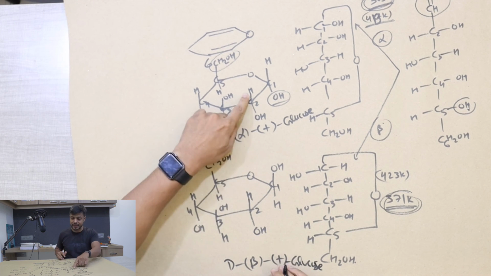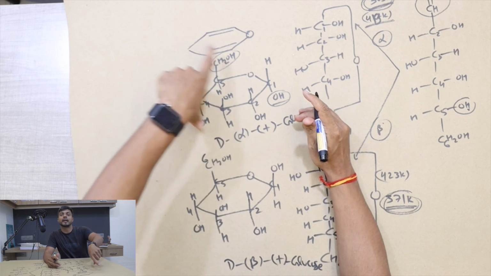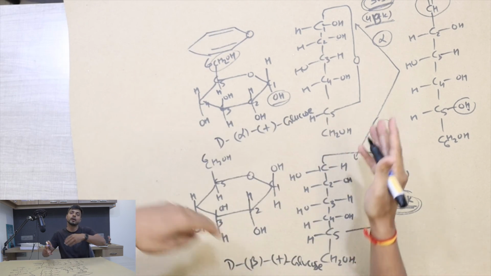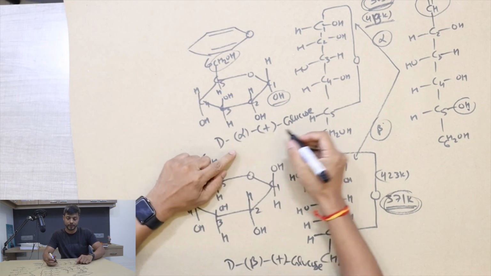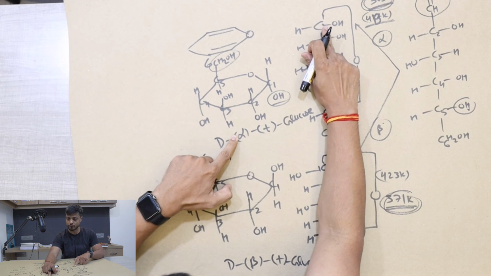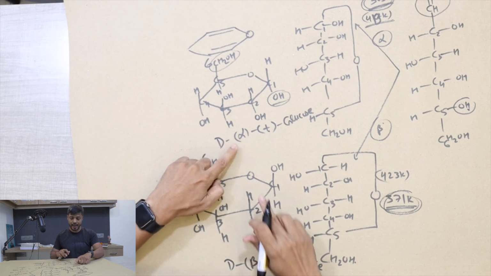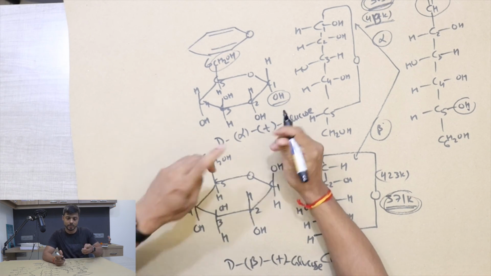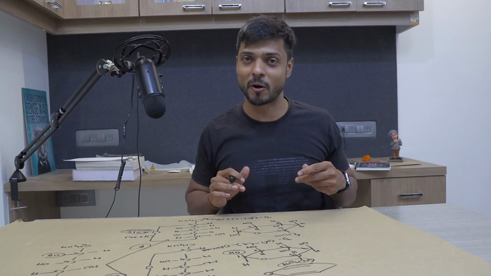So plus represents that when plane polarized light passes through a sample of these molecules, they turn it in the clockwise direction. They are dextrorotatory. For that we have the plus sign. Alpha and beta I've just explained on the basis of carbon number 1, right? And capital D means it is linked to the glyceraldehyde molecule. So this is the structure that we'll be following.